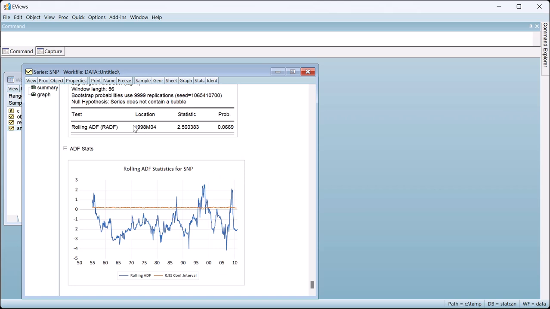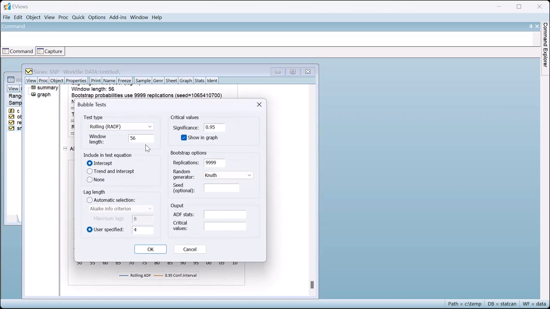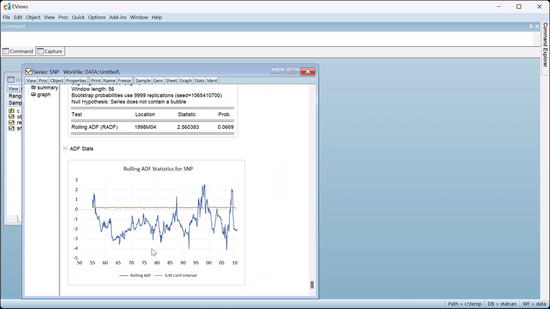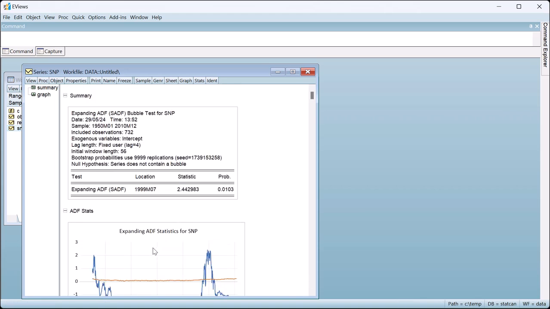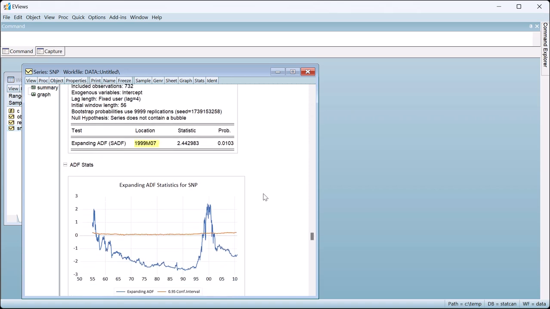For a second opinion, we could run the expanding ADF test instead. Again, we click on View, Time Series Diagnostics, Bubble Tests. But this time we change the type to expanding and keep the rest of the options the same. We can see this test is a little less wishy-washy in our case, and rejects at the 5% level. The graph statistics show a clear spike in the late 1990s, suggesting there may have been a bubble forming then, with July 1999 being the most likely date to be in a bubble.